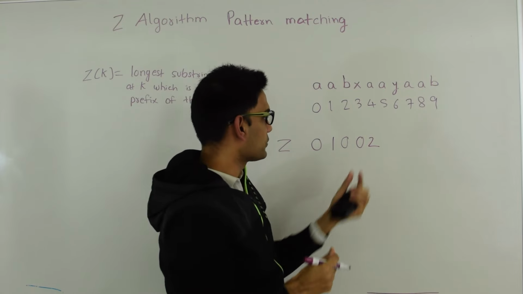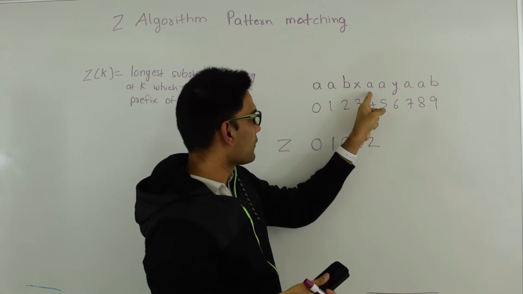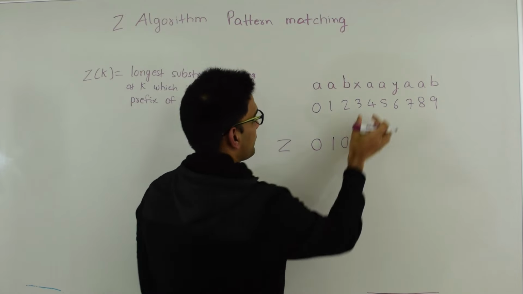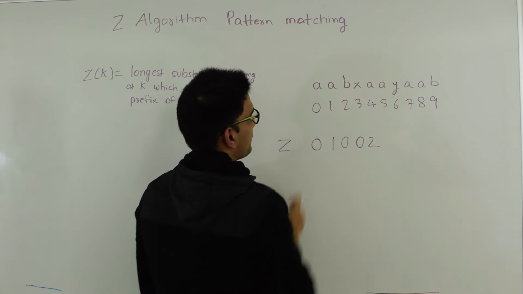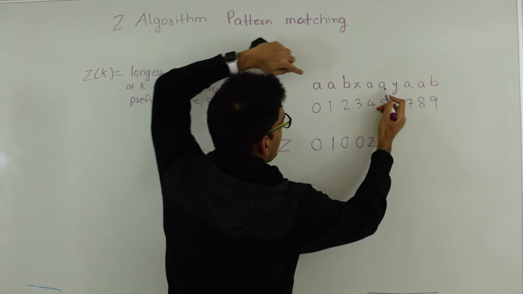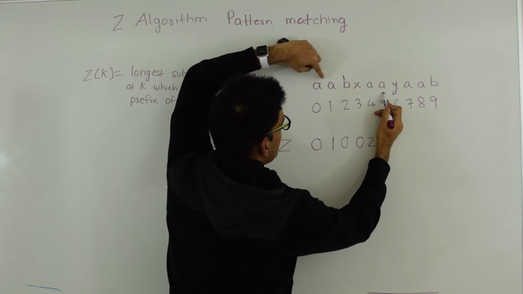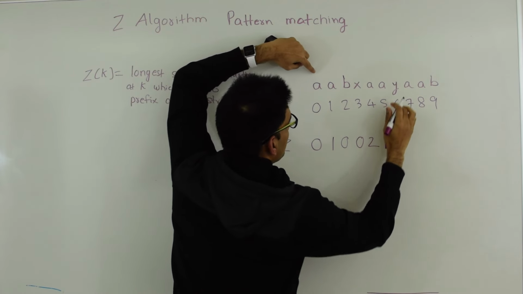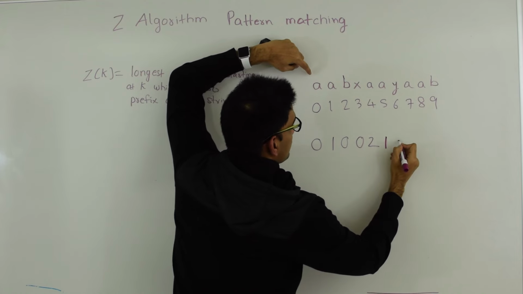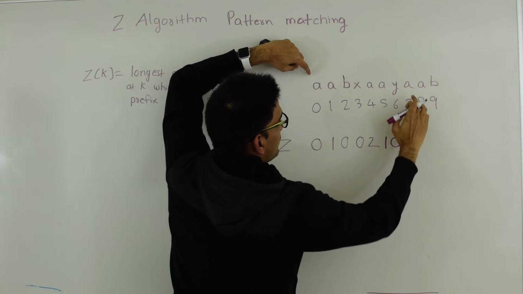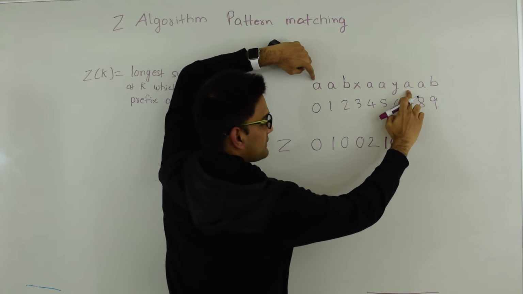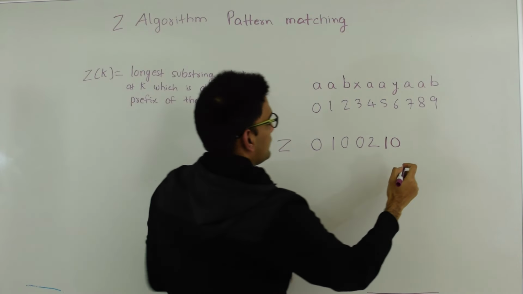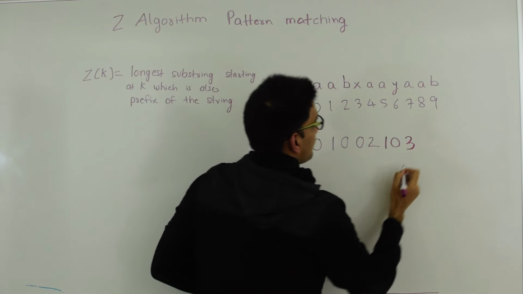So basically at this position, there is a substring of length 2 starting at position 4, which is also the prefix. So this AB is also the prefix. Then we go here, so we compare this A with this A, that is same, and then this A and this Y, that is not same. So this value is 1. And then this Y and this A is not same, so this is 0. So then we come here, this A and this A is same, this A and this A matches, and this B and this B matches. So we get a length 3 here.